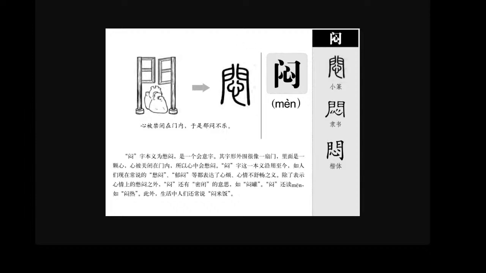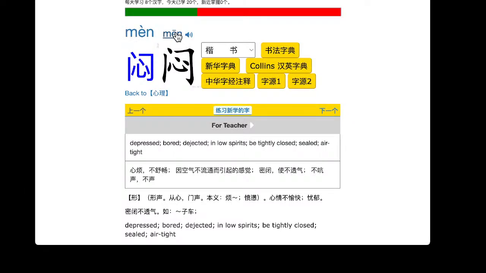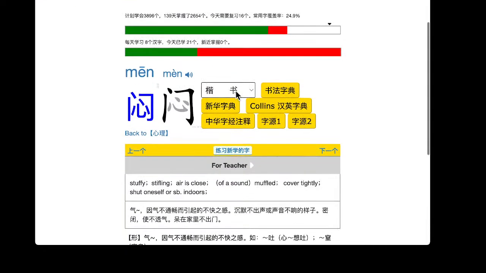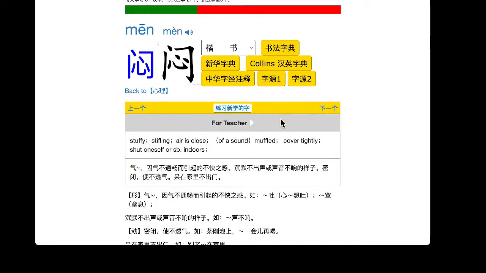Now this one has a second pronunciation, 闷. When you say 闷, that means it's not ventilated and it's stuffy, stifling, and the air is closed. It also means that if the sound is muffled and you can't hear clearly, it's also called 闷. 声音很闷.